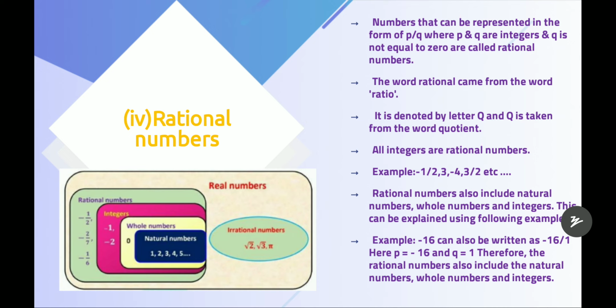So the numbers which can be represented in the form of P by Q, where P and Q are integers. They should be integers. Otherwise, they are not considered as rational numbers. They should be integers, plus they should be in the P by Q form, plus the Q should not be equal to 0. Right? P can be equal to 0, but Q cannot be equal to 0. So these are called rational numbers.